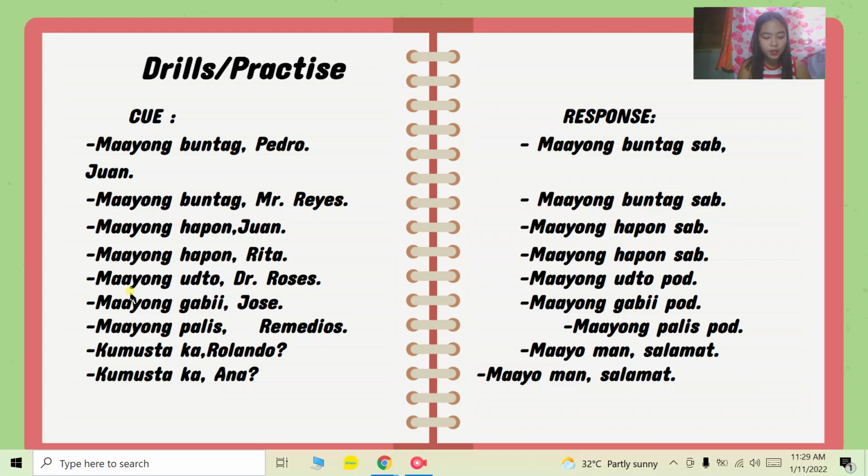Pud and sab are the same. Okay. So sab and pud, short for upod, and usab. Usab, pud from the word upod, and the sab from the word usab. They are similar in meaning. Okay. So maayong pud, we can use maayong udto pud or maayong udto sab.